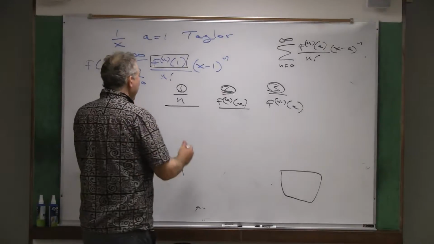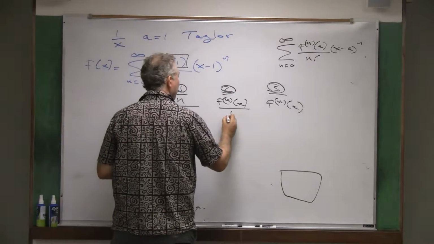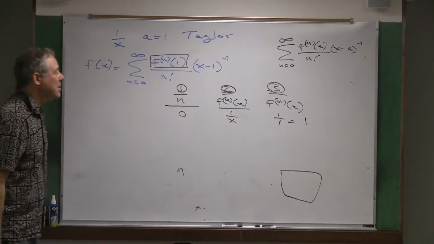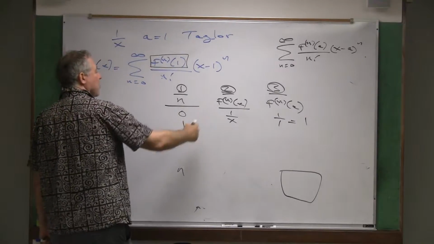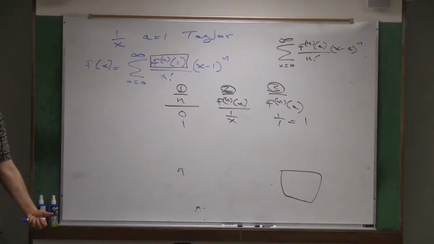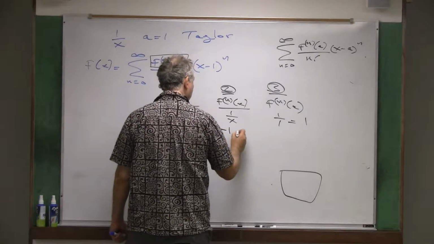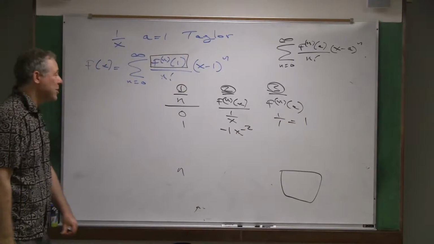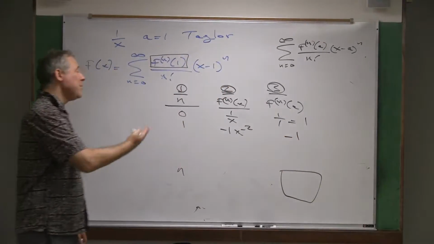So when n is 0, it's just the regular function, which is 1 over x. At x equals 1, this is 1 over 1, so it's 1. So 1 goes in the first row in column 3. Then when n is 1, we have to take the derivative. I would see it as x to the minus 1, so the derivative is minus 1 times x to the minus 2. This is easy because when you plug in 1, you just get minus 1. So we got 1, minus 1.